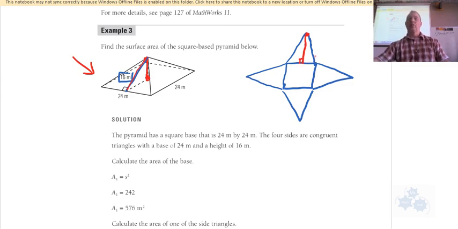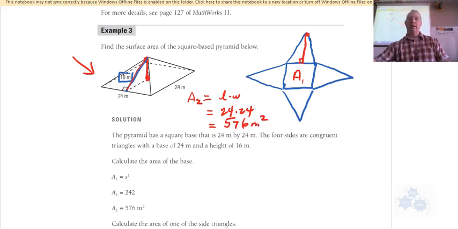Yeah. So when we're finding the area, we can find the area of the base first. That's pretty easy. Area of the base is just length times width, and that's going to be 24 times 24. So what's 24 times 24? Gives us a solid 576. Okay, I believe you.